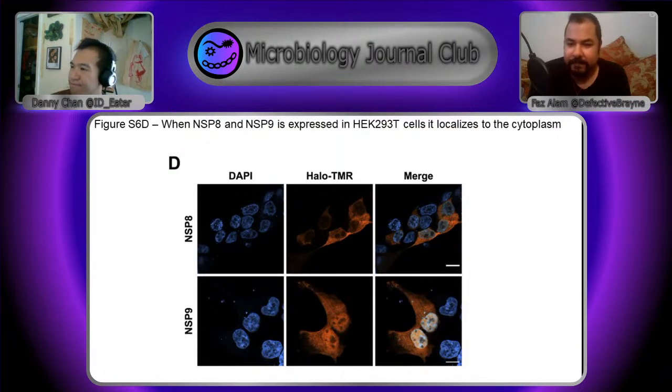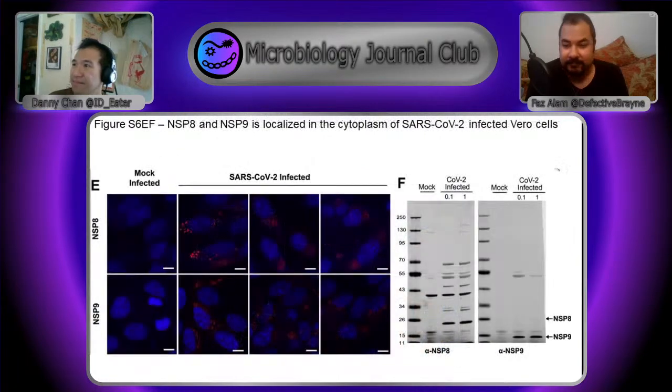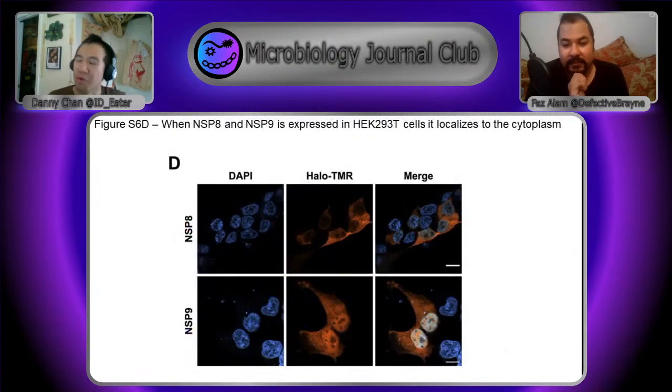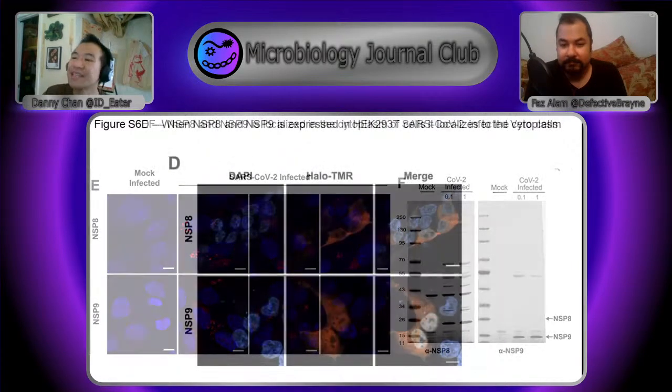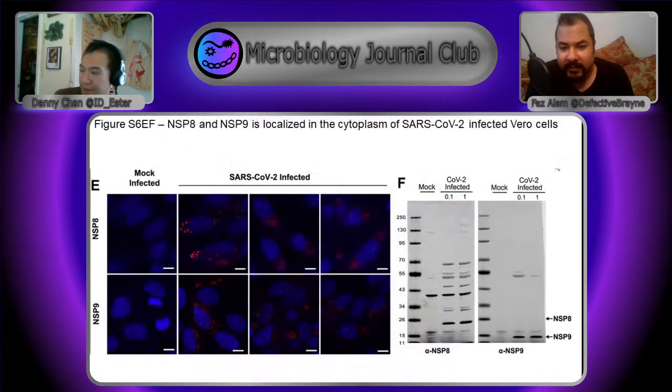All over the place, actually. I mean, I see it in the nucleus too, I think it is. So it just seems to be all over the place. But more important for their hypothesis is the cytoplasm, right? Which is where you'd kind of expect that to be. Sorry, NSP9 I feel like is all over the place. NSP8, I agree, it's excluded from the nucleus.